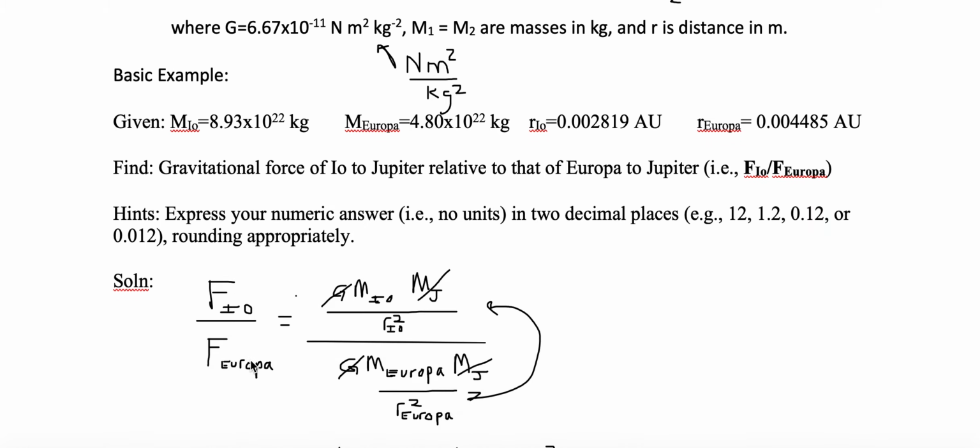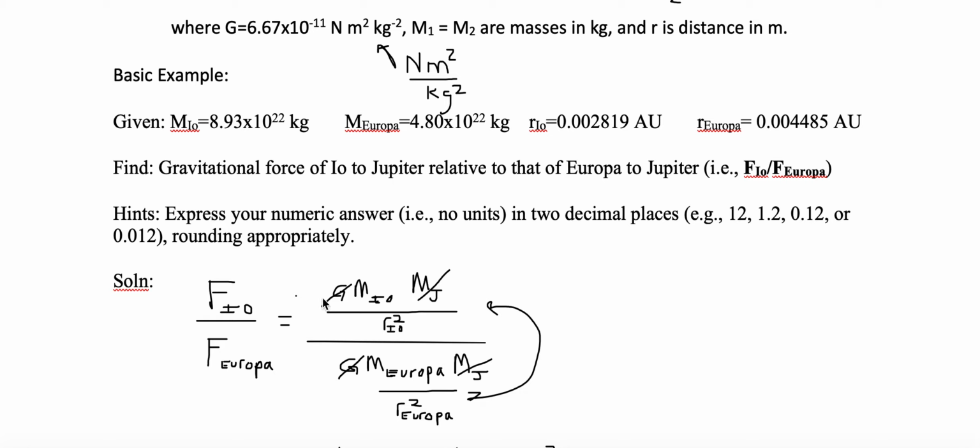So let's start off with our equation. We want to find the force of Io to Jupiter divided by the force of Europa to Jupiter. So that's going to equal, we have to put G m m over r squared on both the top and the bottom. On the top, we're looking at Io's mass and Jupiter's mass and the separation distance of Io to Jupiter. And on the bottom, we're looking at Europa's mass and Jupiter's mass and the separation distance of Europa to Jupiter.